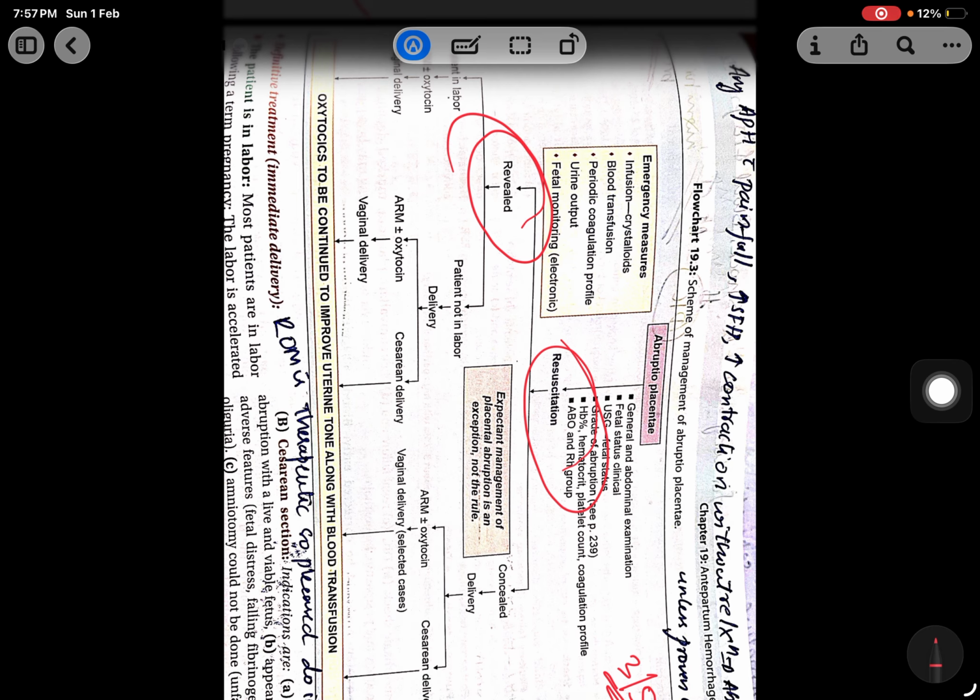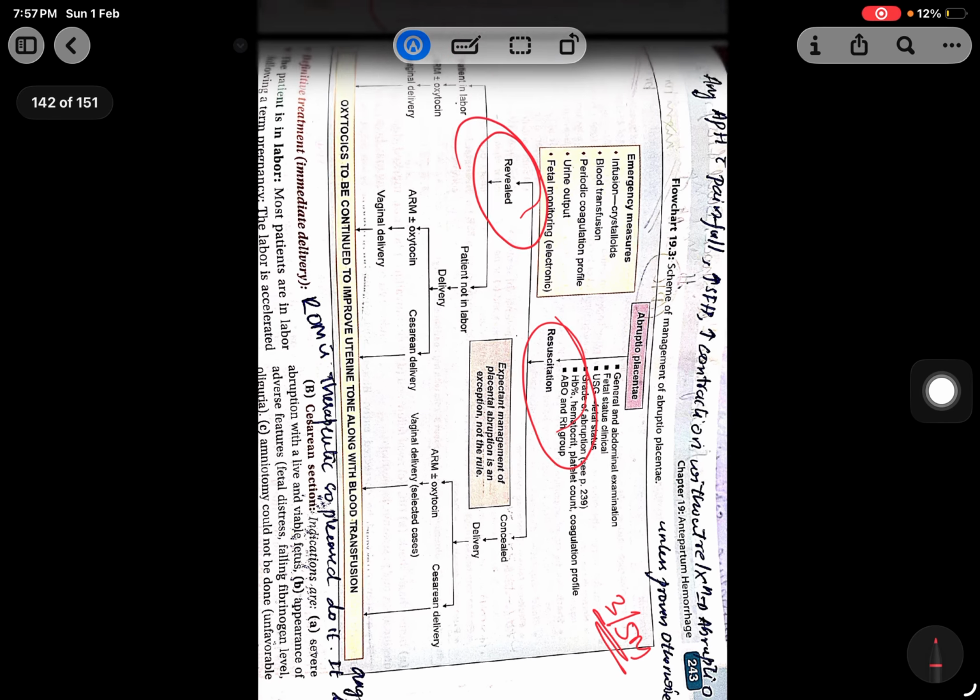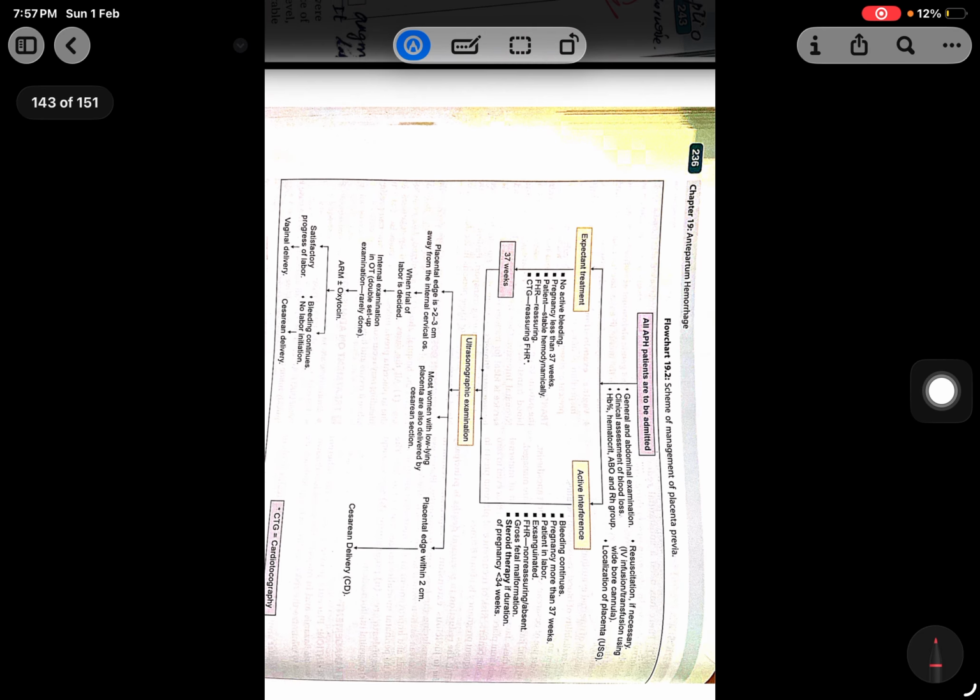So here, expectant management of placental abruption is an exception, not the rule. Because if you are waiting for expectant management in the concealed type, then you might lose the baby and you can lose the mother itself. So in that part, you have to see which side is better, and you need to plan accordingly.